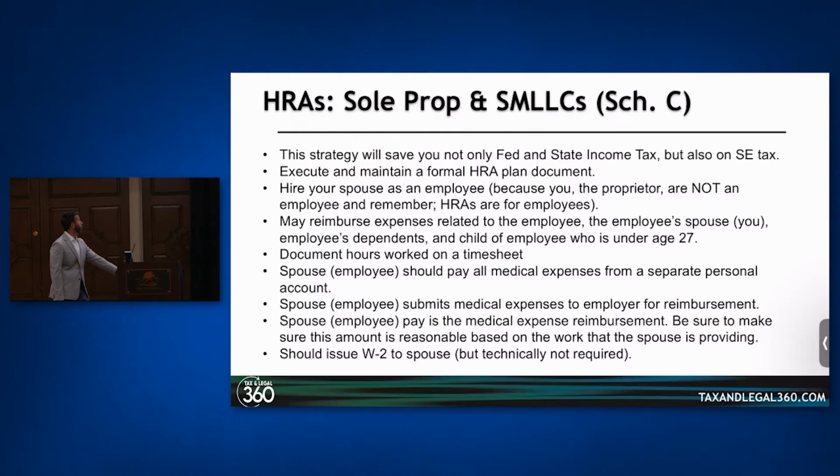So you want to document your hours on a timesheet. Your spouse, who's now the employee, should be the one paying all medical expenses from a separate personal account, right? Normally with a sole proprietorship, technically you can kind of get away with commingling funds, but if you're going to use a strategy like this, make sure you have a separate business account and your spouse has a separate personal account specifically for the medical expenses.